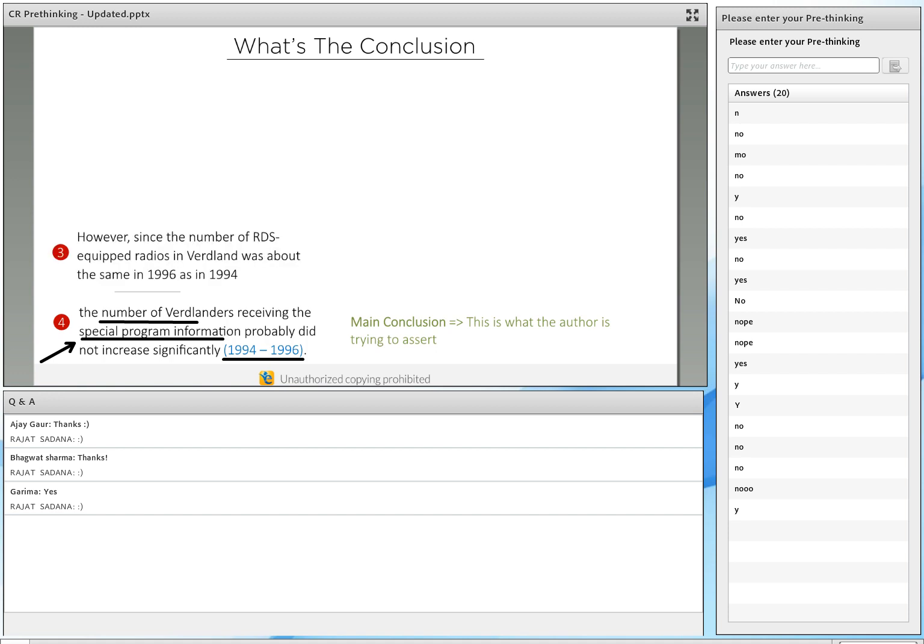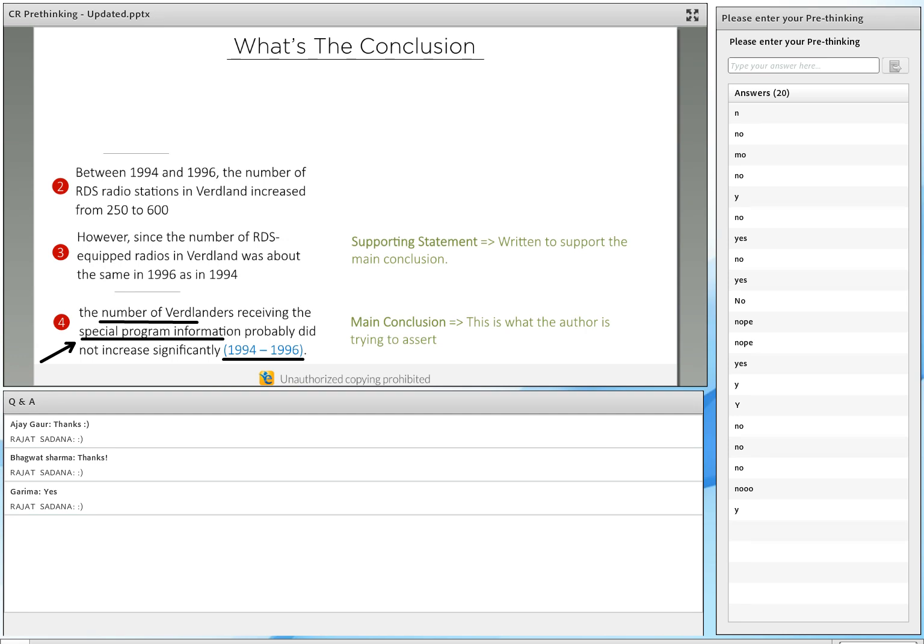Don't worry about it if you're not completely convinced. But this is the main conclusion. That's what the author wants to say. Then statement number three says that, however, since the number of RDS equipped radios in 96 and 98 were about the same, essentially what it's saying is if you had 1,000 RDS radios in 96, you had 1,000 in 94. These are radios that people have with them on which they listen to radio programs.